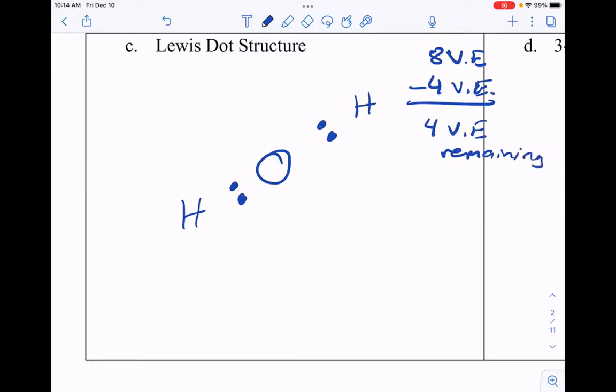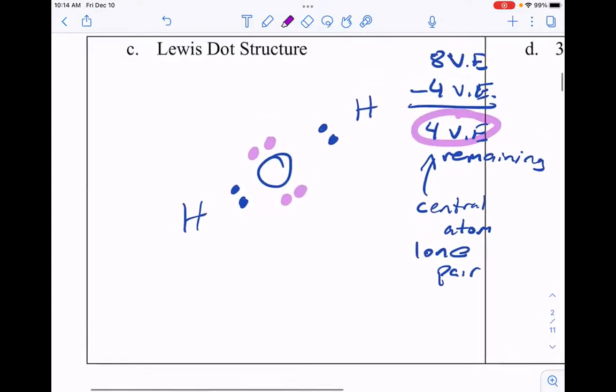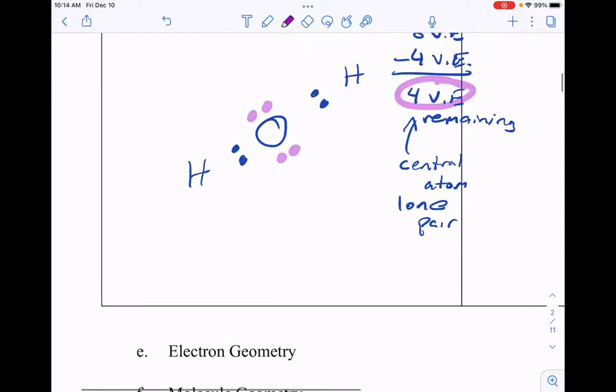And so anything that remains is going to go on the central atom as a lone pair. Remember that a lone pair requires 2 valence electrons. So I'm going to represent the 4 valence electrons in a different color. That's 1, 2, 3, 4. So this is the Lewis dot structure for H2O.